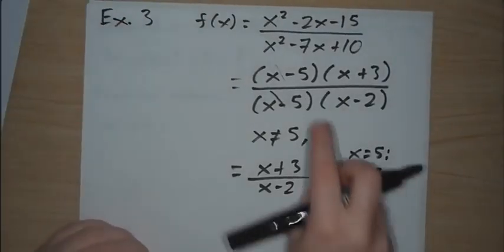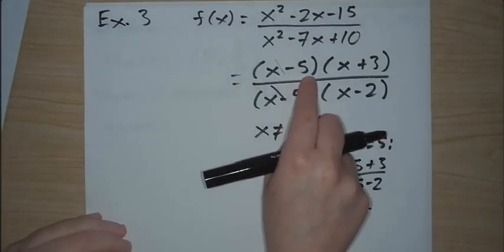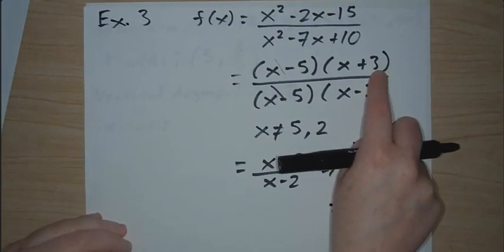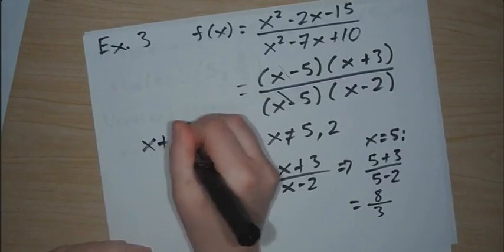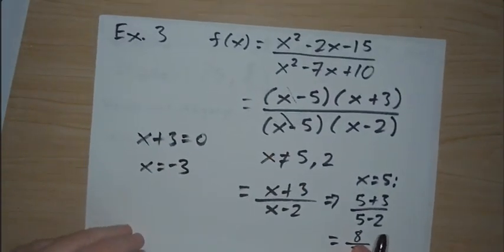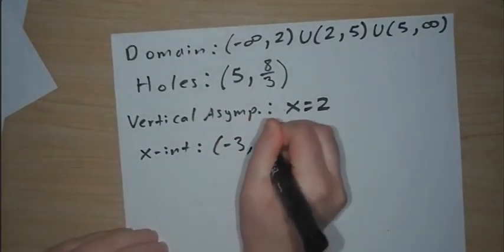And for x-intercepts, that's when the top is equal to 0. But since x equals 5 right here is a hole, we only have one x-intercept, where x plus 3 is equal to 0. So if x plus 3 is equal to 0, then x is equal to negative 3. So we have an x-intercept at the point (negative 3, 0).